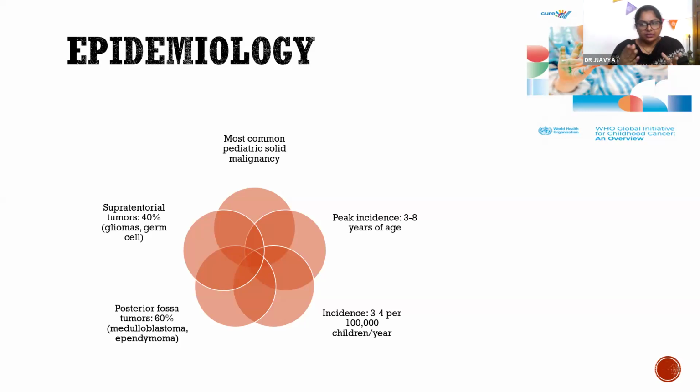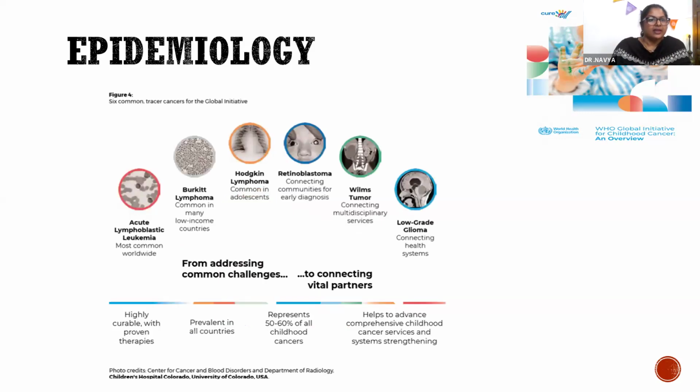Posterior fossa tumors, mostly medulloblastoma and ependymoma, are the most common ones. Coming to the supratentorial, it would be gliomas and germ cell tumors. This is what I was talking about. So, all the spectrum of 6 diseases, the first 3 being my favorite, and then also a little on these.